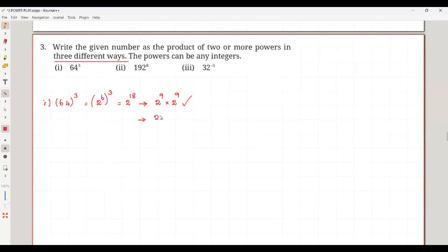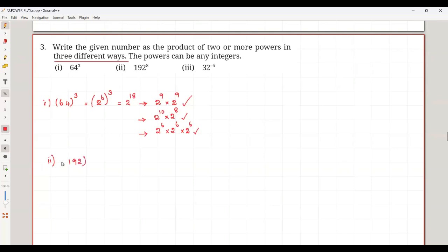Or I can write it as 2 power 10 into 2 power 8. So 10 plus 8 is 18. This is another way. Third way, I can write it as 2 power 6 into 2 power 6. If I take 2 power 6, this can be written as 6 plus 6 plus 6 is 18. This is another way. I'm writing only 3 examples. You can write in many different ways.